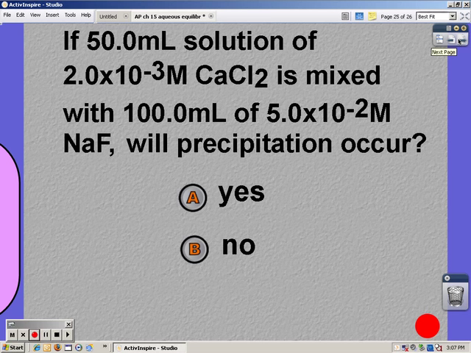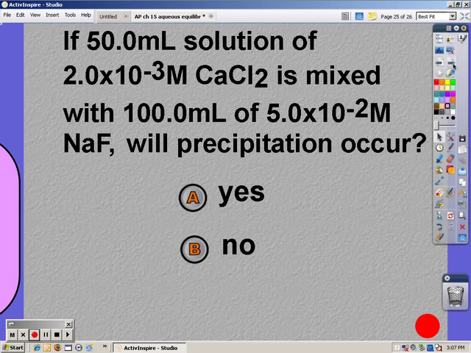On this one, we're just seeing, will it precipitate? So pause the iPod, try that one on your own. When you have your answer, restart the iPod. You're going to need to look at your old note packet to find the KSP value.